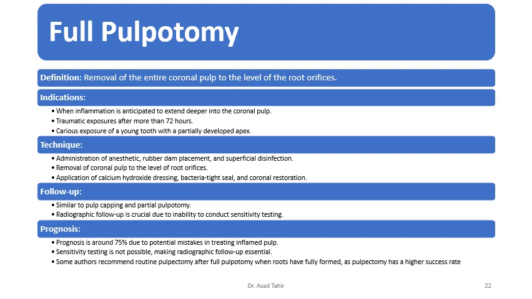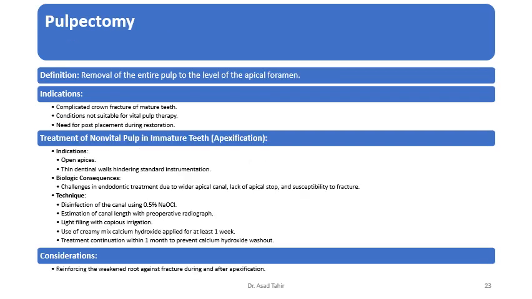Prognosis. Prognosis is around 75% due to potential mistakes in treating inflamed pulp. Sensitivity testing is not possible. Radiographic follow-up is essential. Some authors recommend routine pulpectomy after full pulpotomy when roots have fully formed, as pulpectomy has a higher success rate. Pulpectomy. Definition: removal of the entire pulp to the level of the apical foramen.